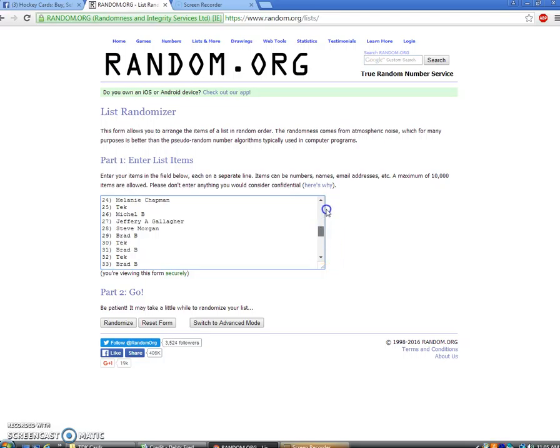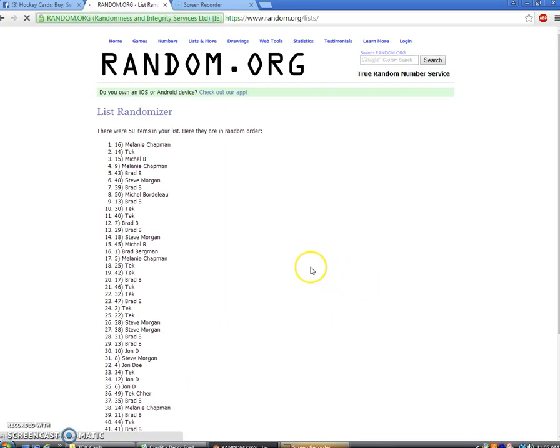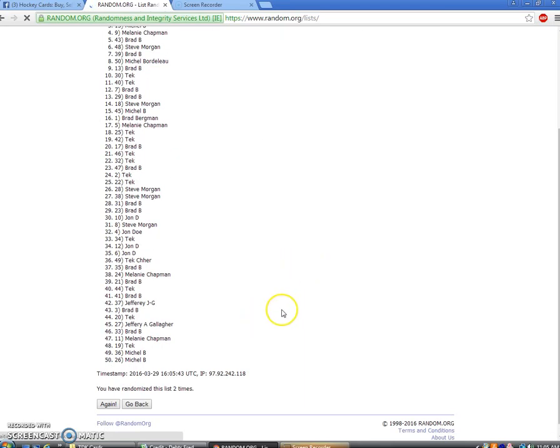Copied the list. We have Brad at top and Michael at the bottom. Okay, I'm going to do the timestamp after the second. So here we go. There's one, Tech and Steve at the bottom. There's two, Melanie at the top and Michael at the bottom.